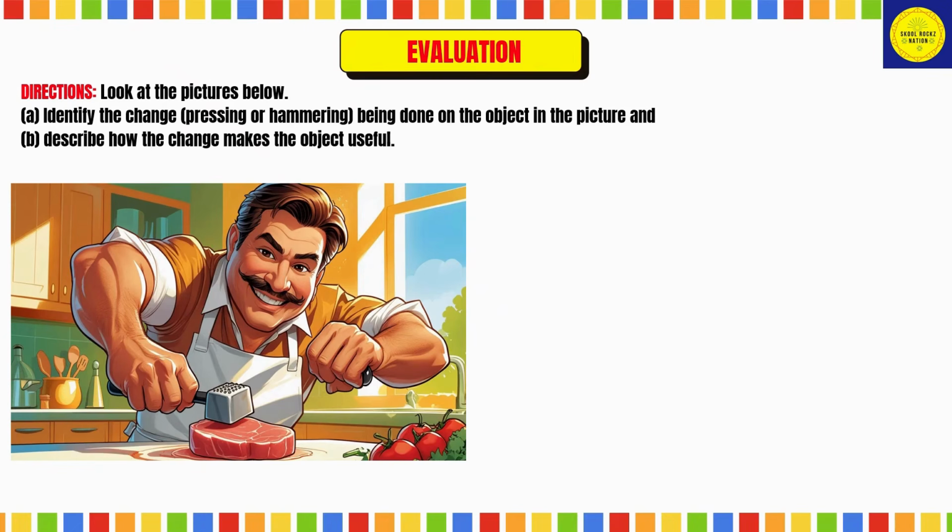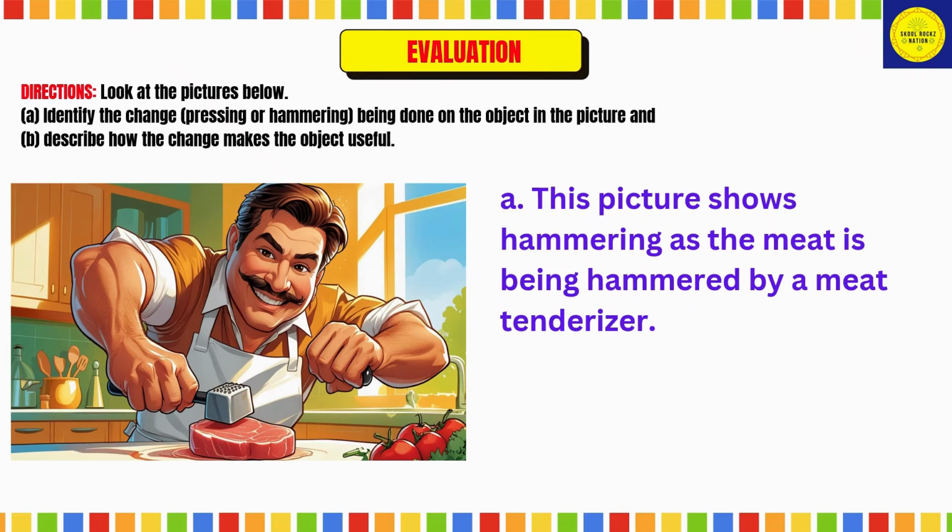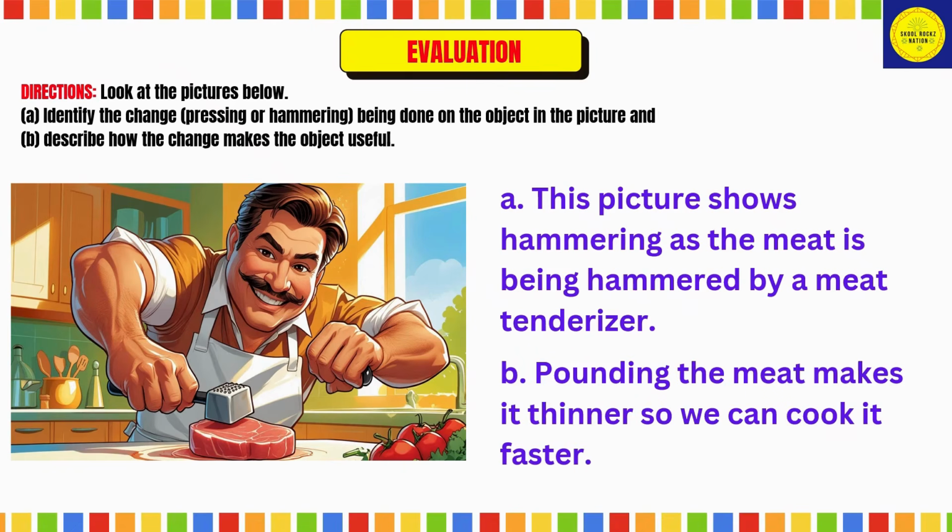Here is the last picture. And here are the answers. A. This picture shows hammering as the meat is being hammered by a meat tenderizer. B. Pounding the meat makes it thinner so we can cook it faster.